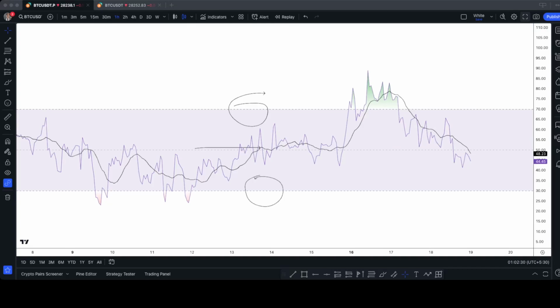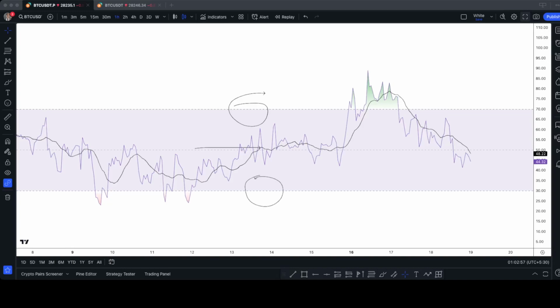Which time frame is best for RSI? Good question. It depends on what you're trading. If you're trading scalp, use 15 minute, 30 minute, or 1 hour. If you're trading swing, use 4 hour, 8 hour, or 1 day. Hope you understand. For scalp, just try to see 15 minute, 1 hour, or 30 minute.